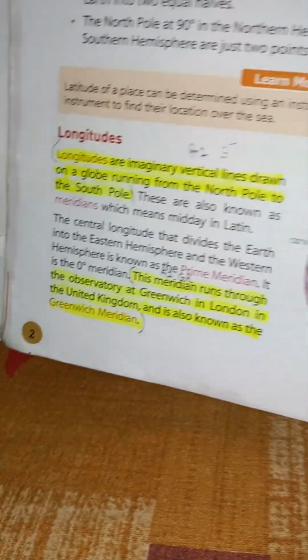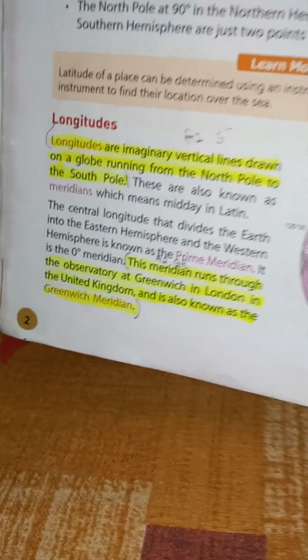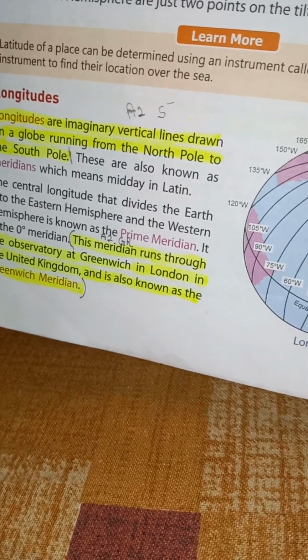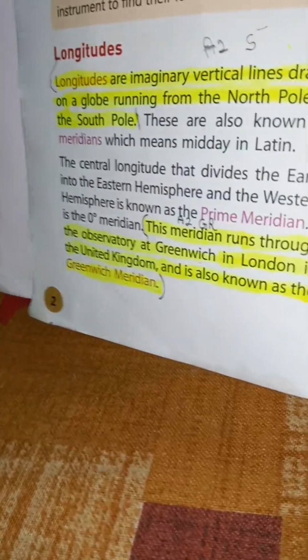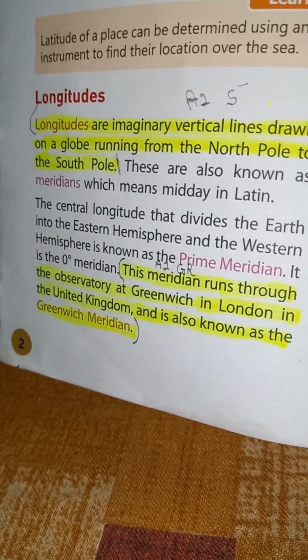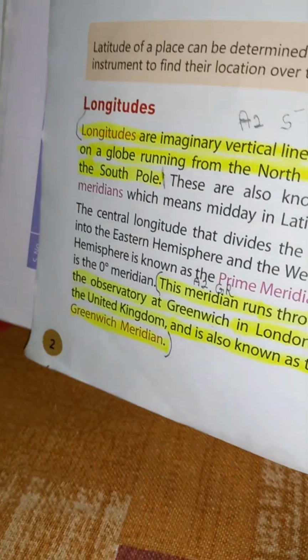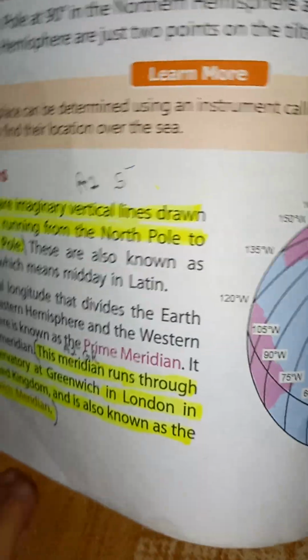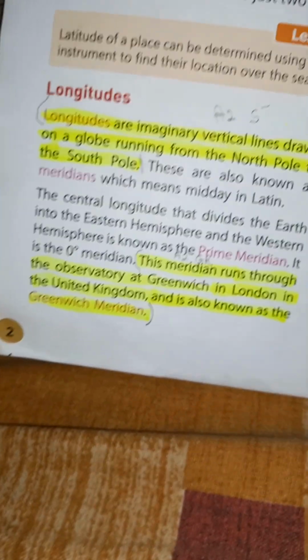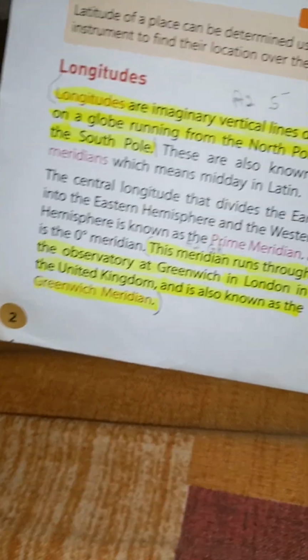Longitudes are imaginary vertical lines on a globe running from the North Pole to the South Pole. These are also known as meridians, which means midday in Latin. The central longitude that divides the Earth into two halves, the Eastern Hemisphere and the Western Hemisphere, is known as the prime meridian. It is the 0 degree meridian. The meridian runs through the observatory at Greenwich in London, in the United Kingdom, and is also known as the Greenwich Meridian.